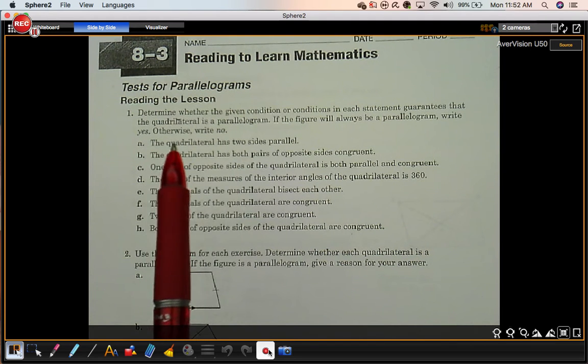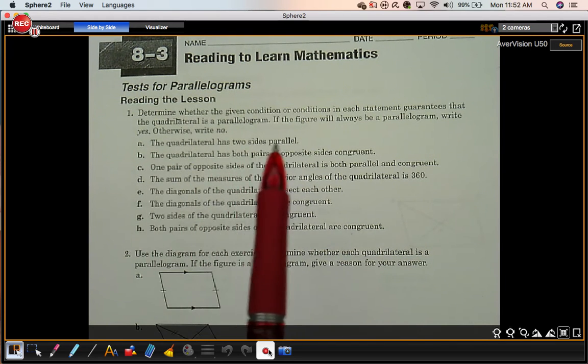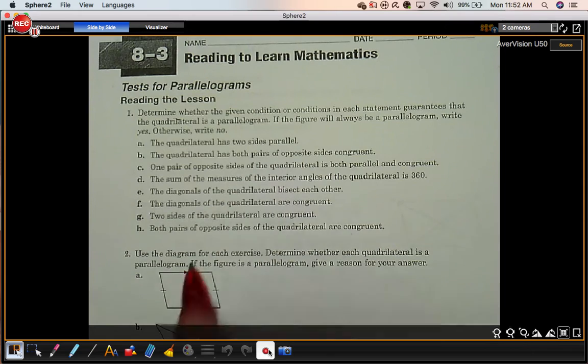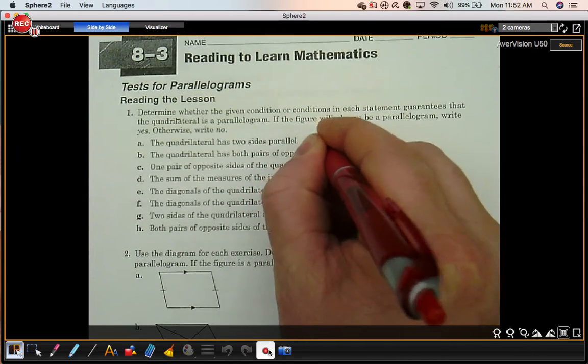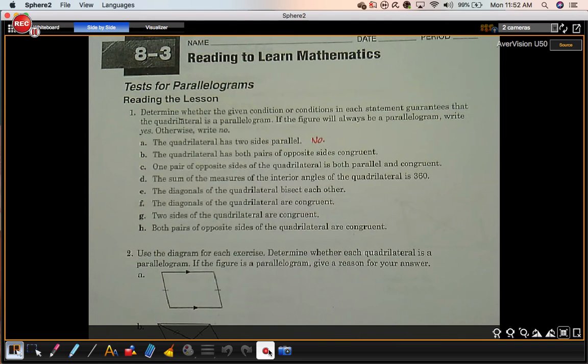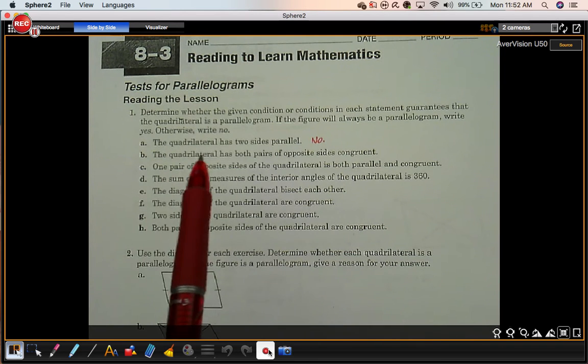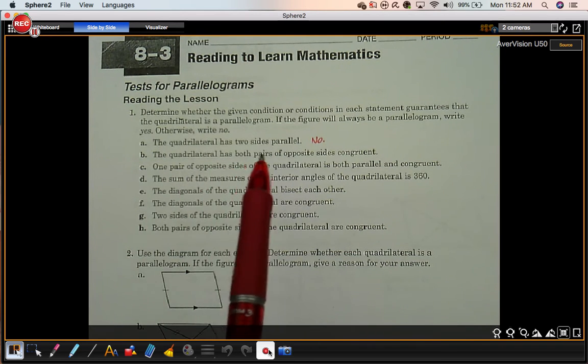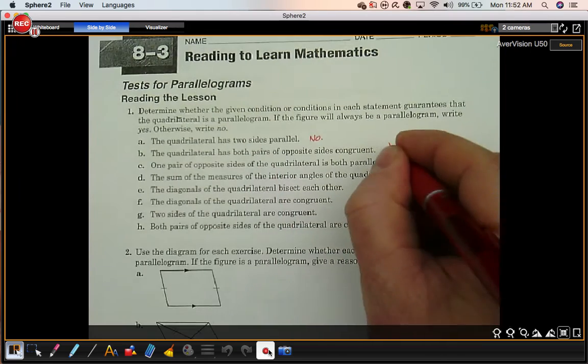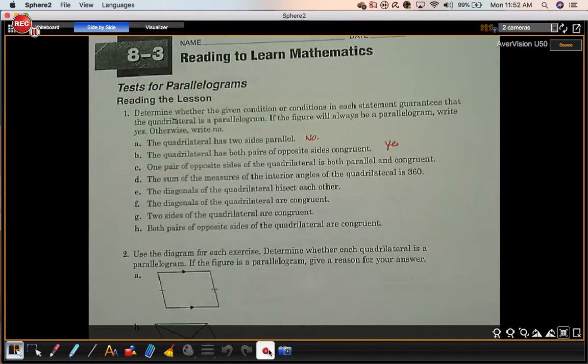So part A says the quadrilateral has two sides parallel. Well, you need two pairs of opposite sides parallel. Two sides being parallel would be something like this, and that's not enough. Part B, the quadrilateral has both pairs of opposite sides congruent. That will make it a parallelogram.